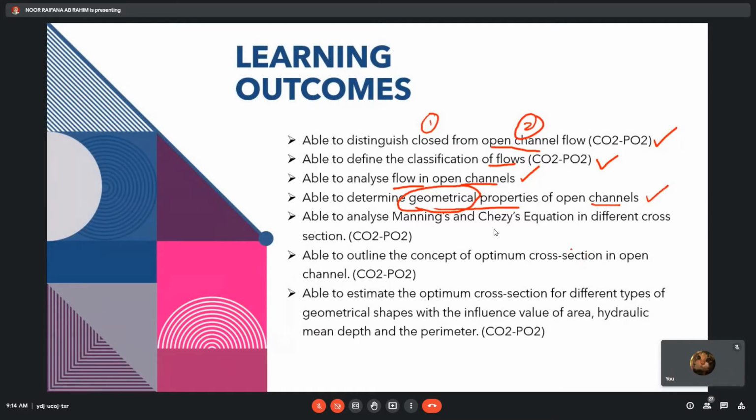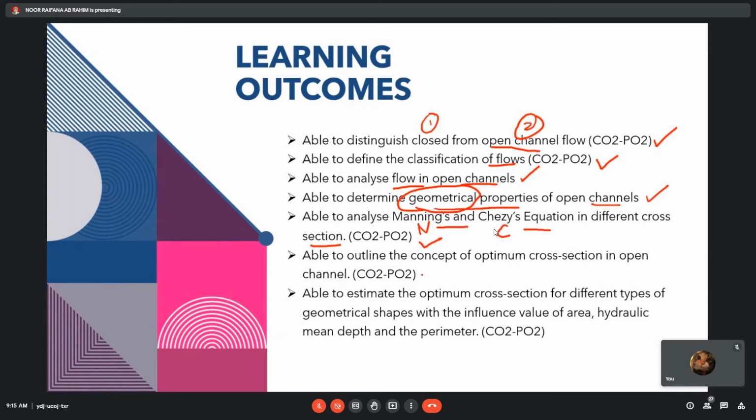And then the next learning outcome, able to analyze Manning and Chezy equation in different cross section. So Manning ni kena tahu apa dia Manning, kita pakai n. Kalau Chezy pakai C. Jadi kalau dah tahu apa equation for C and the equation for Manning, so dah faham maksudnya apa dia learning outcome yang kelima ni.